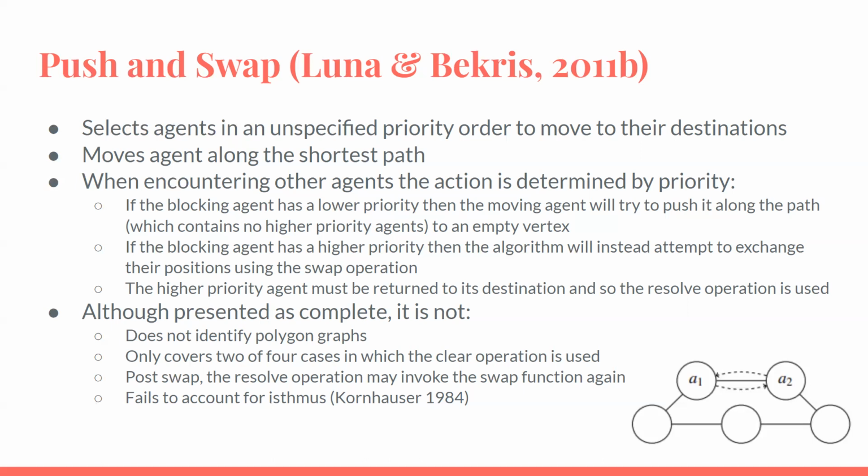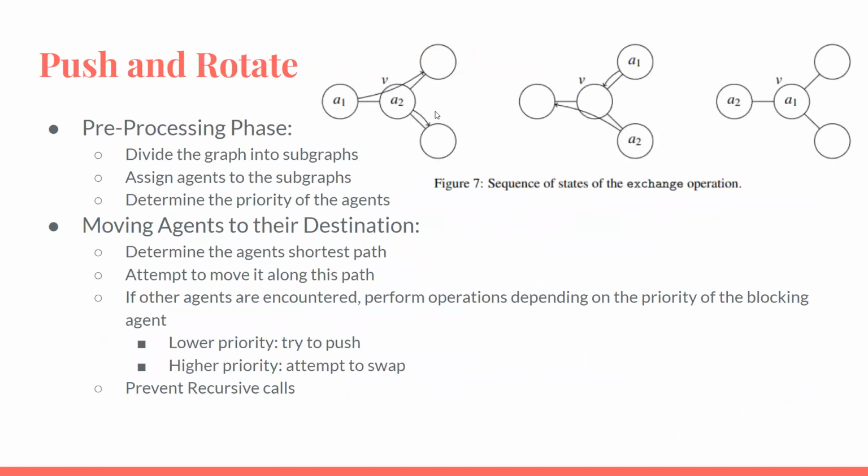The push and swap method is not complete by any means. The clear operation is used in swap, and it's to empty the neighboring vertices of a junction to make room for the swap. I'll go to the next slide to show you the operation I'm talking about. Our goal is to get A2 to where A1 is. So in order to do that, we have to move A2 out of the way, move past A2, and allow A2 to move past us. Now we have effectively swapped. Without that third vertex, this would be impossible.